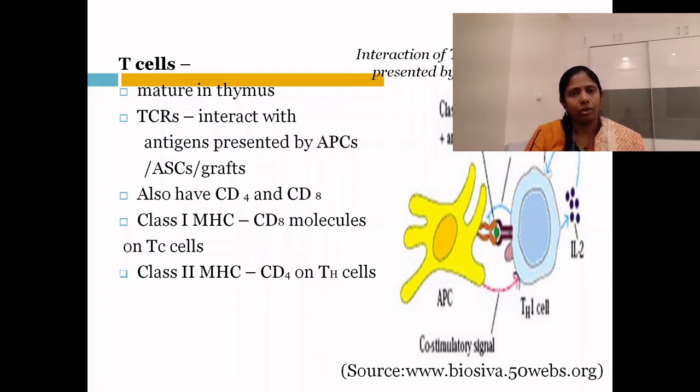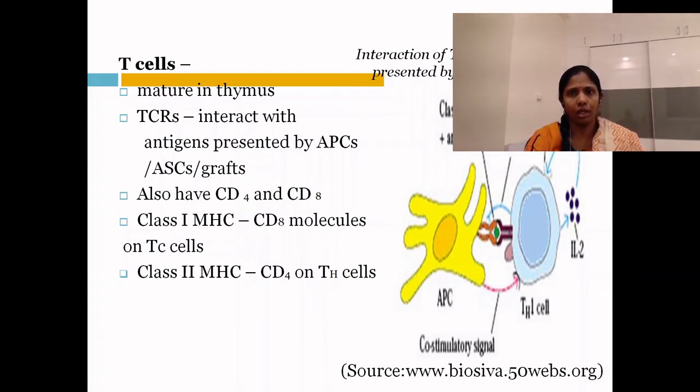The T cells also possess another important surface molecule, namely the CD4 in the case of T helper cells and CD8 in the case of cytotoxic T cells. The class 1 MHC molecules on self cells like altered self cells and infected cells are recognized by the CD8 molecules on the cytotoxic T lymphocytes, and the class 2 MHC molecules present on the surface of professional antigen presenting cells like the B cells and macrophages are recognized by the T helper cells.